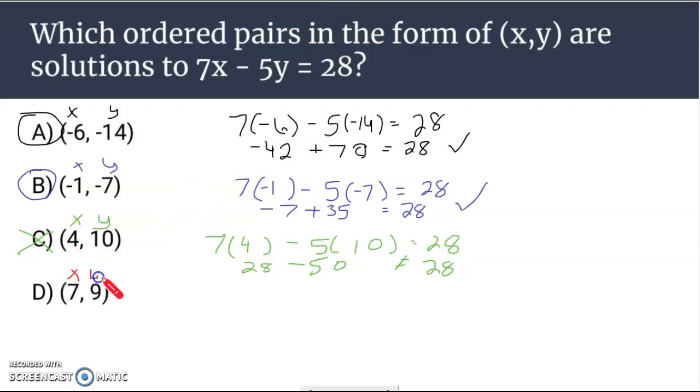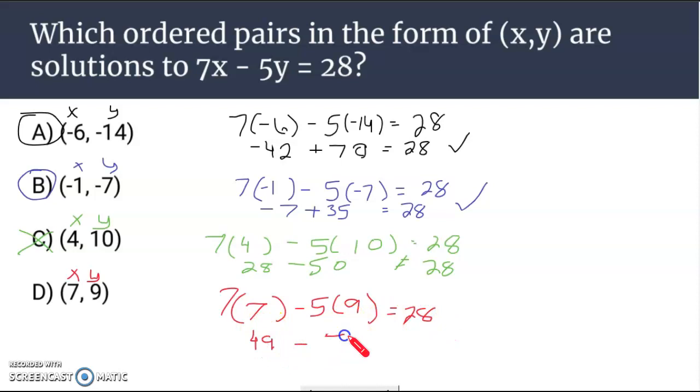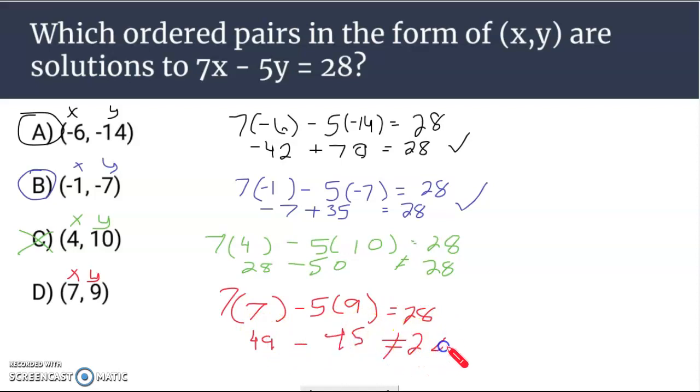And lastly, let's try D. Here's 7 is x, 9 is y. Let's plug those in. 7 times 7 minus 5 times 9. Does that equal 28? Well, 7 times 7 is 49. And 5 times 9 is 45. Nope, that's not going to work either. 49 minus 45 does not equal 28. So C and D don't work. A and B do work. Alright, let's look at another one here.